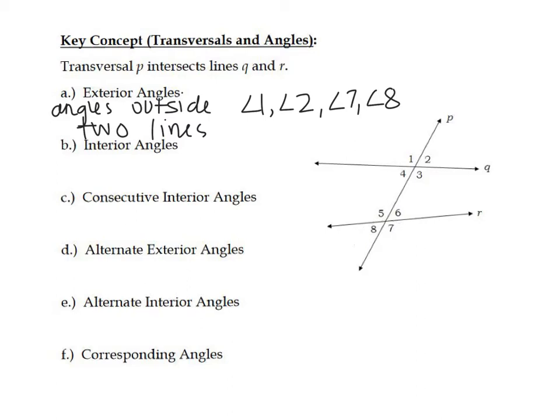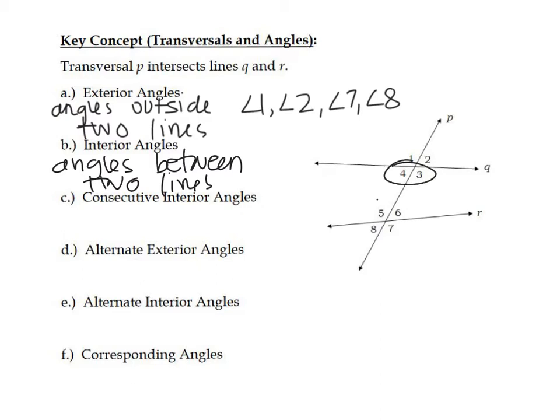Next, we're going to take a look at interior angles. Well, if exterior angles are outside the two lines, interior angles are angles between our two lines. And again, these are the two lines cut by the transversal. So if we look, we have 4 angles between, which would be angles 3, 4, 5, and 6. So angle 3, angle 4, angle 5, and angle 6.